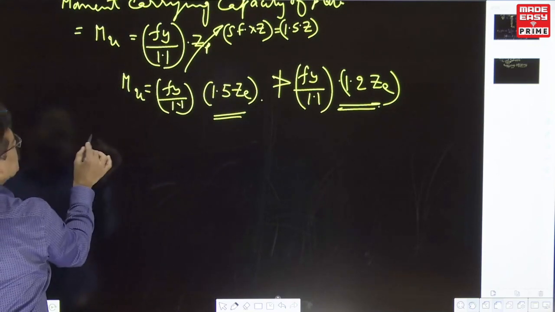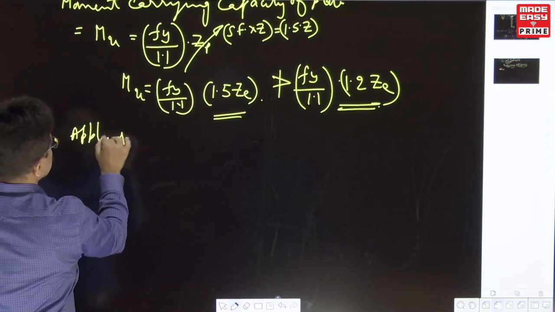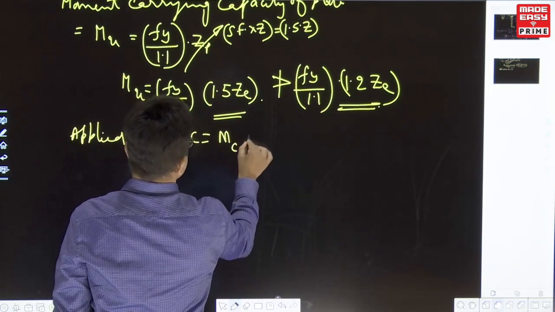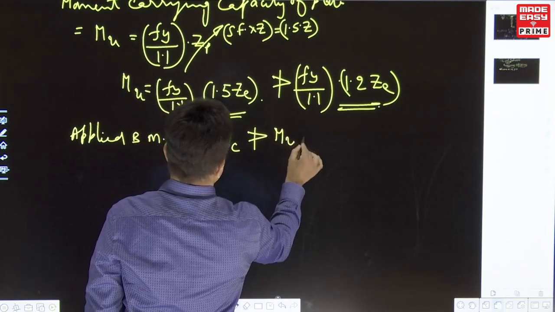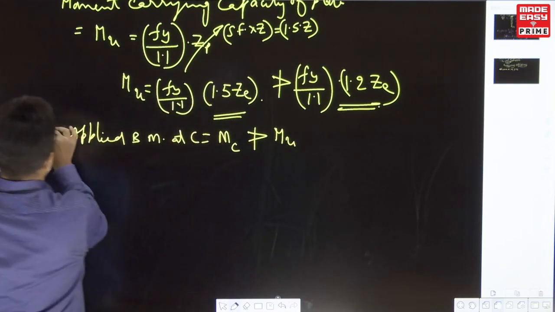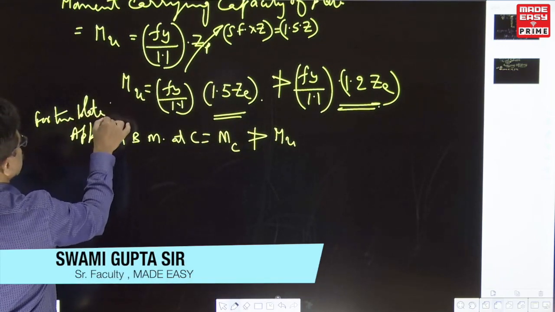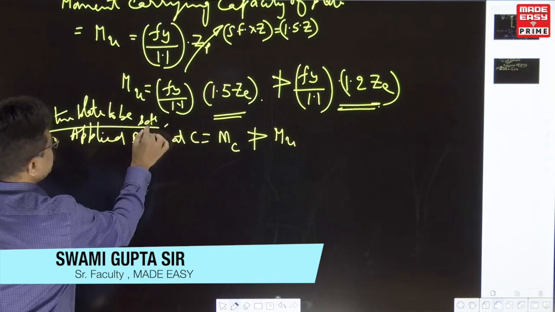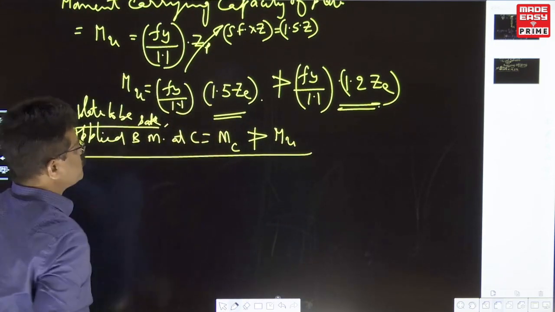Now, to be on the safe side, the applied bending moment at C, Mc, should never exceed Mu. For the plate to be safe, the applied bending moment should never exceed Mu, where Mu is this much.